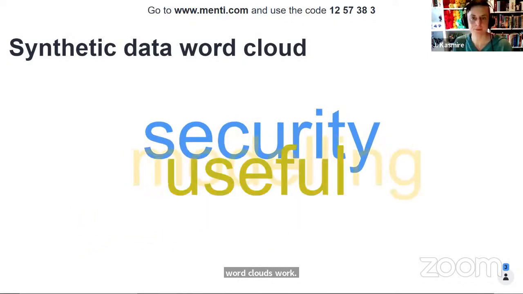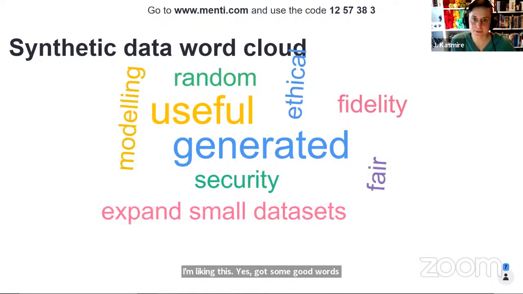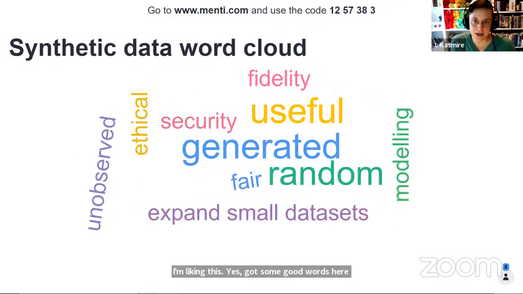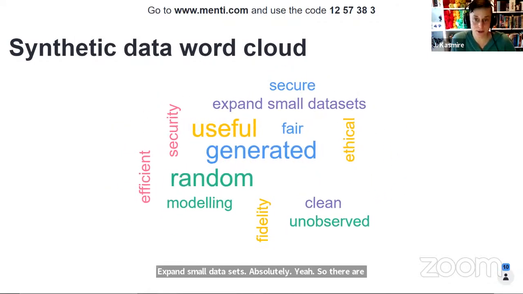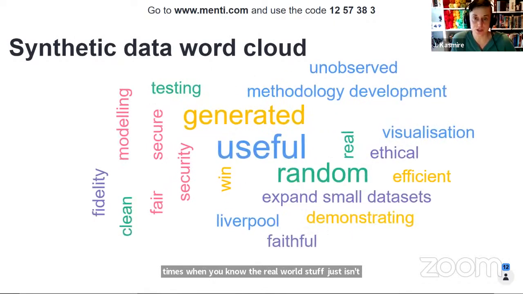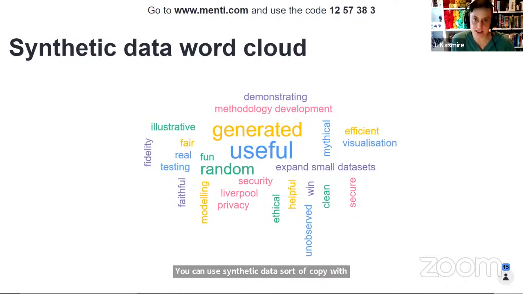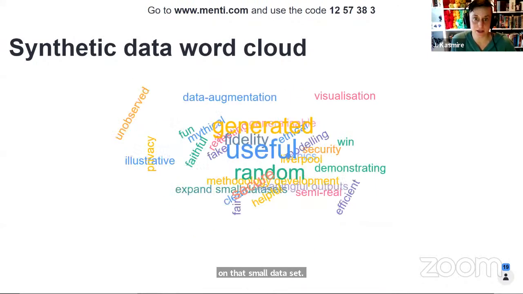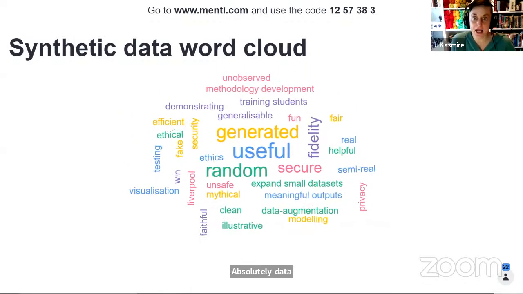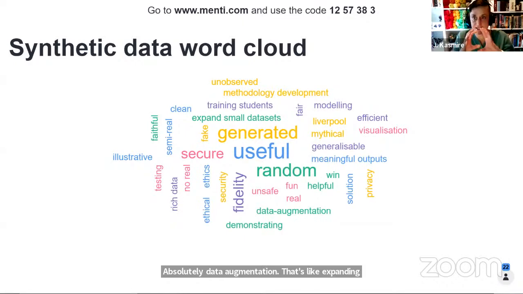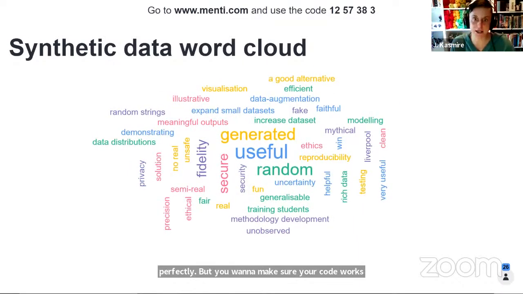I'm liking this. Yes, got some good words here. Expand small data sets. Absolutely. Yeah. So there are times when the real world stuff just isn't available. You can use synthetic data, sort of copy with variations on that small data set. That's technically synthetic. Great methodology development. Absolutely. Data augmentation. That's like expanding small data sets. Generalizability. Excellent. Because yeah, your data might look exactly perfectly, but you want to make sure your code works on other very similar kinds of data.